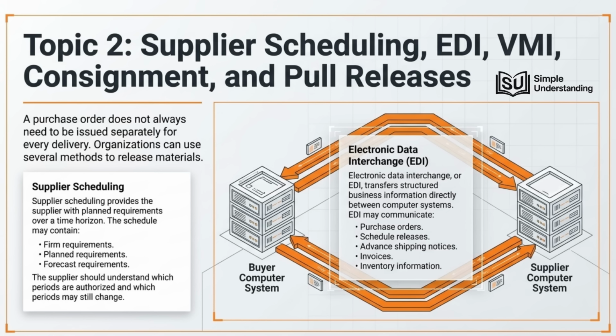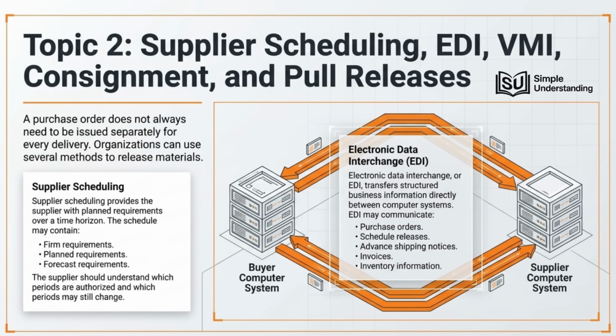A purchase order does not always need to be issued separately for every delivery. Organizations can use several methods to release materials. Supplier scheduling. Supplier scheduling provides a supplier with planned requirements over a time horizon. The schedule may contain firm requirements, planned requirements, or forecasted requirements. The supplier should understand which periods are authorized and which periods may still change.